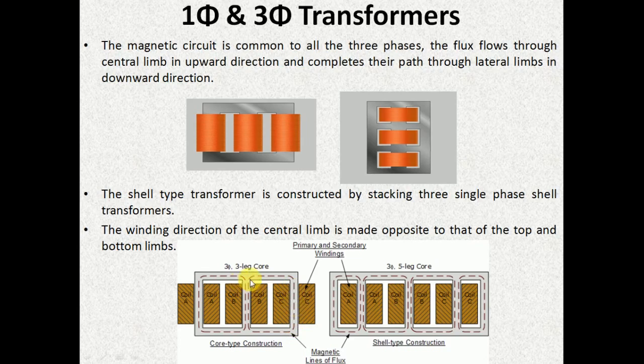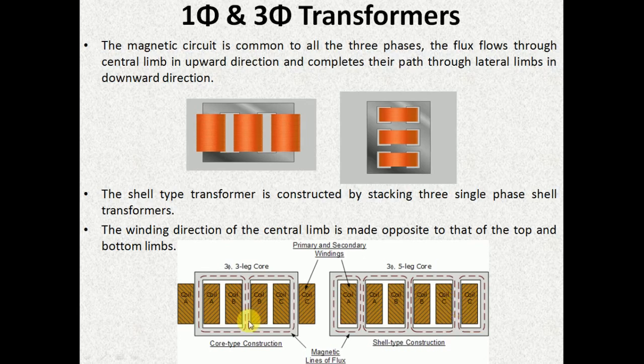This is actually a three-phase, three-leg core type transformer. Similarly, shell type construction is also given here. This limb is surrounded by both the primary and secondary windings of phase A. This one is surrounded by both the primary and secondary windings of phase B, and this one is surrounded by low voltage and high voltage windings of phase C.